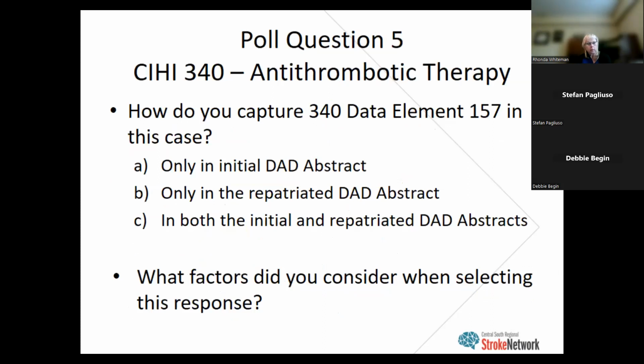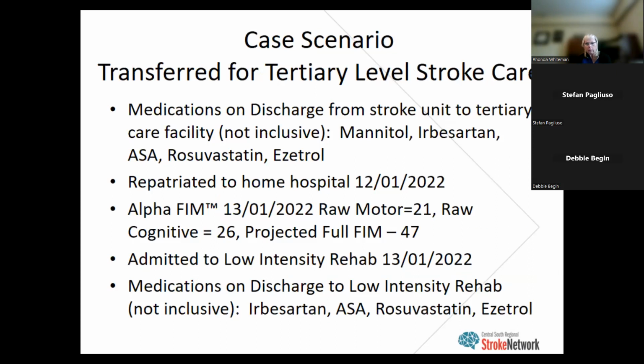The meds on discharge state ASA was prescribed on. I went too fast. Sorry, Debbie, I went too fast. I thought I moved and then I was like, oh, where am I at?